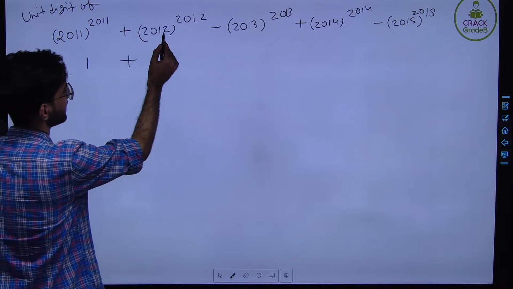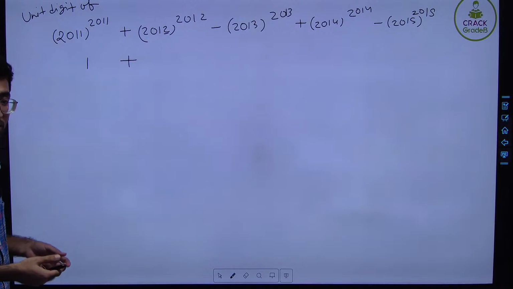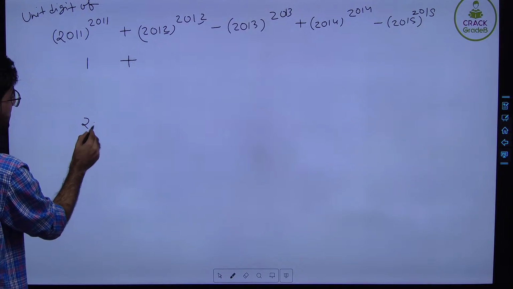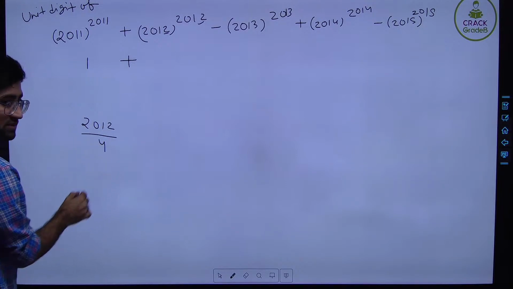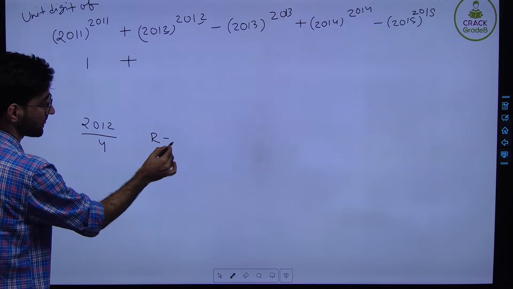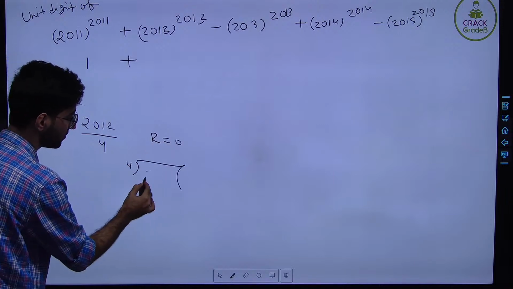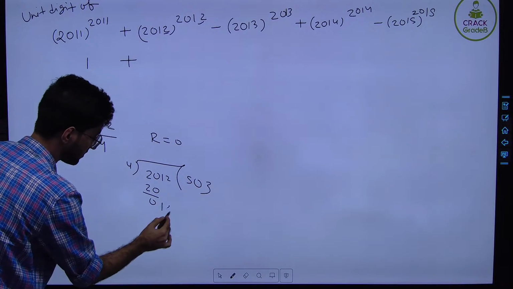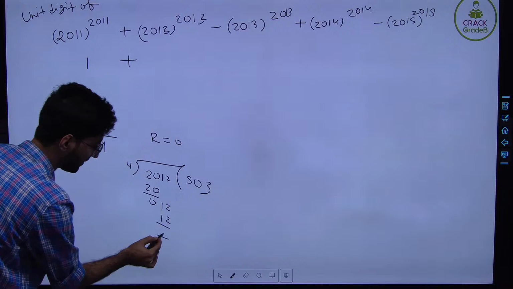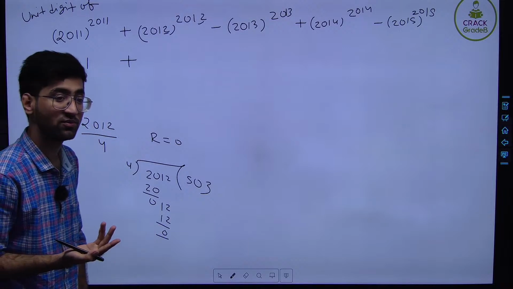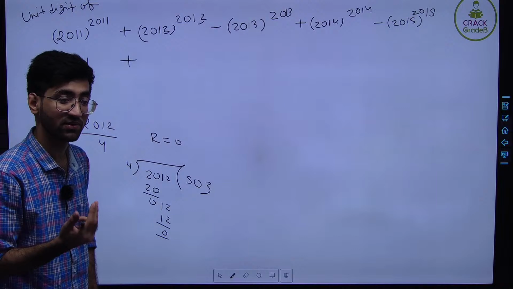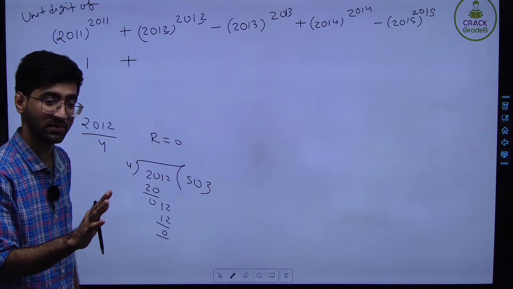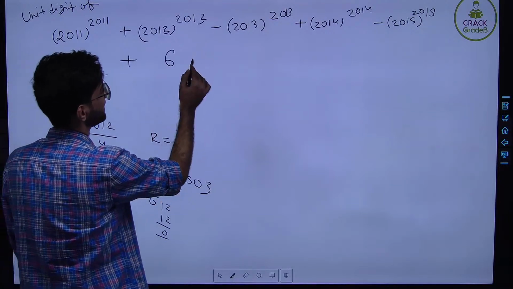Then see, what is the cyclicity of 2? 4. If the cyclicity of 2 is 4, means we will have to divide 2012 by 4, right? And the remainder will be 0. The remainder is 0, means you will have to think what is the cyclicity of 2? That is 4. If the cyclicity of 2 is 4, means 2 to the power 4 means 16, means at unit place 6 will come, right? Then the minus sign is there.